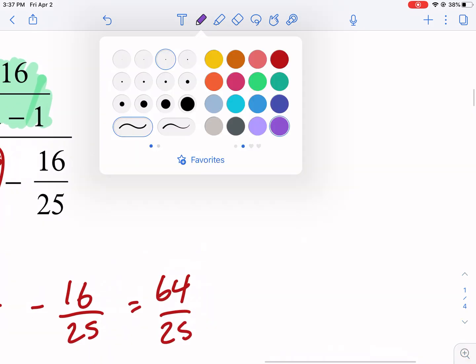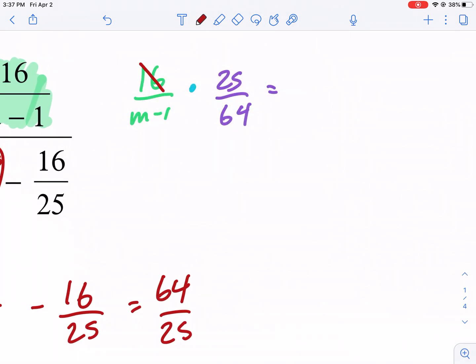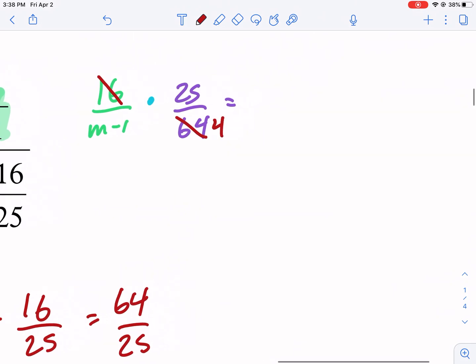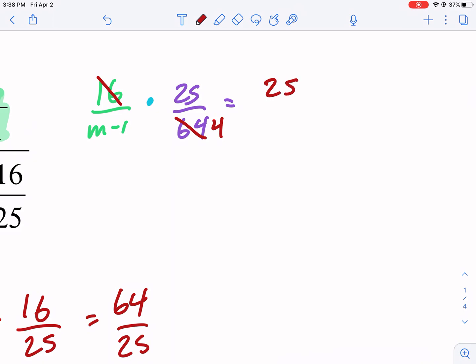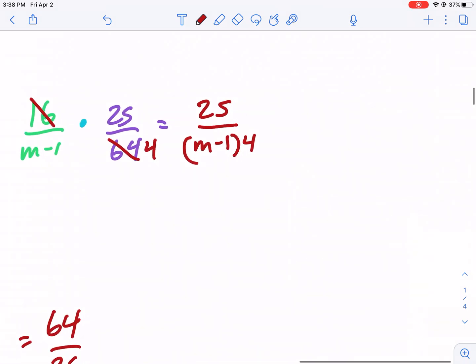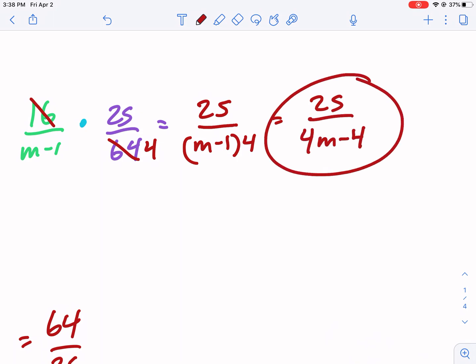Well, first off, I can do some cross-canceling here. I'm going to cancel the 16 with the 64. 16 goes into 64 4 times. And then I'm just left with 25 in the top, 25 times 1. And then I have m minus 1 times 4. So there's 2 ways to express it. That's one acceptable way, or you can distribute and get 4m minus 4 as your final answer.